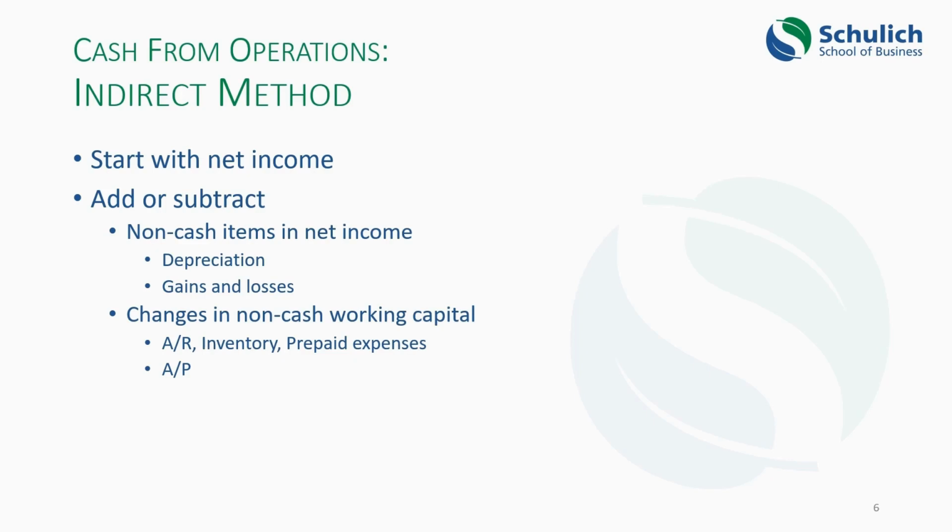With accounts payable over on the liability side, under current liabilities, if that goes down from one year to the next, it means that the company paid its supplier. So that would be a use of cash. And you'd expect to see a negative number on the cash flow statement to indicate that.